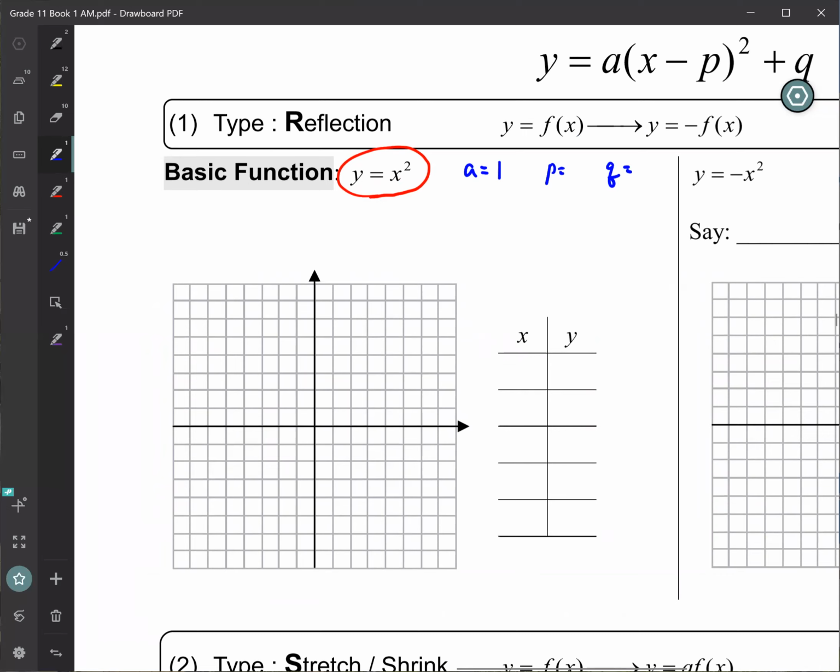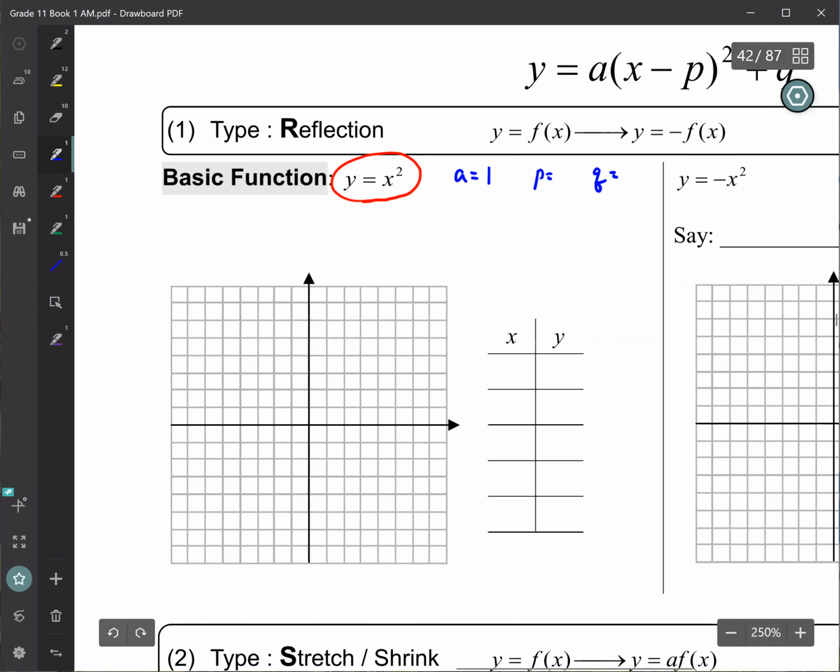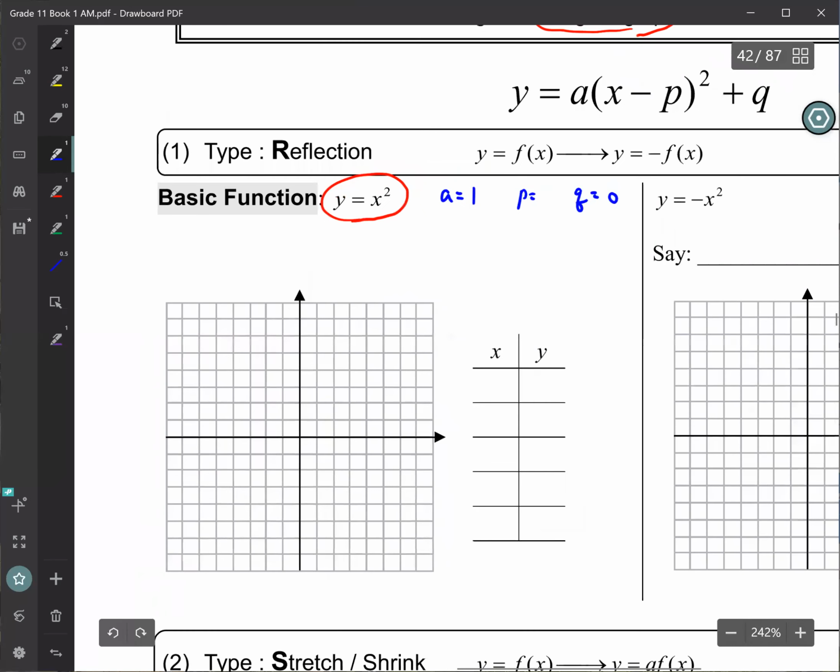And let's find the Q, right? Because usually the A and Q are the easy ones. What's the value for Q then, Brendan? 0. Yeah, very good, okay? Q is the number after the square, and after the square, there's nothing. So that means it has to be 0, okay? And what about P then, Colin? What's the value for P? 0. Yeah, also 0, right?